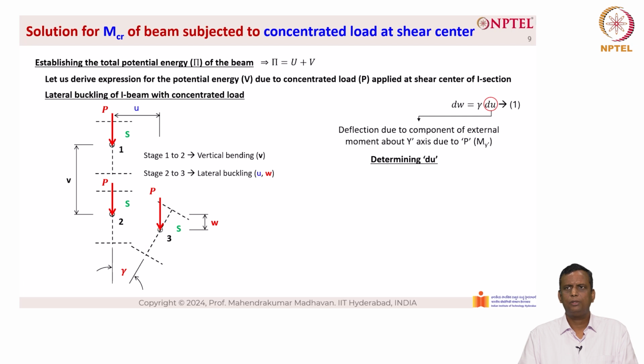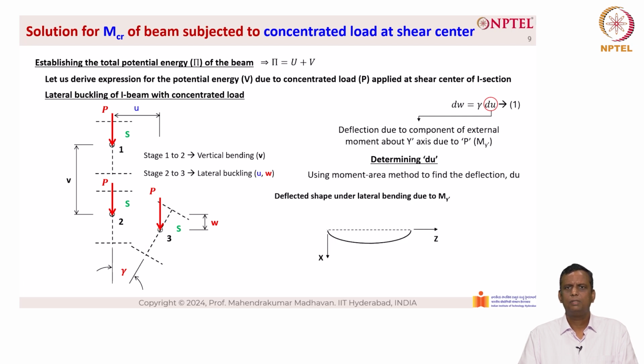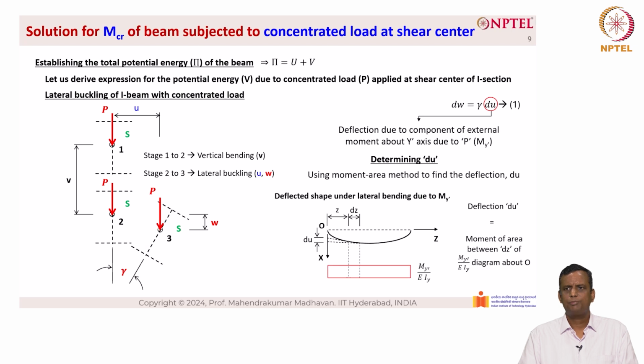So, determining dU using the moment area method to find the deflection dU. The deflected shape under lateral bending due to My dash is given below. Here we can see that the displacement is dU for a small length dz. So the deflection dU as per the moment area method is the moment of area between dz of the My dash by EIy diagram about O. O is the origin.